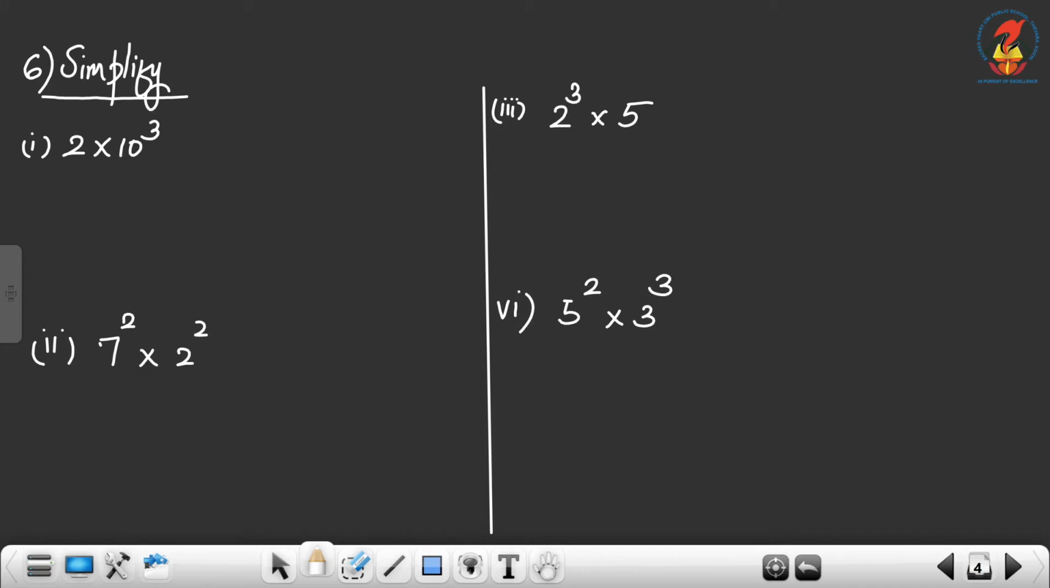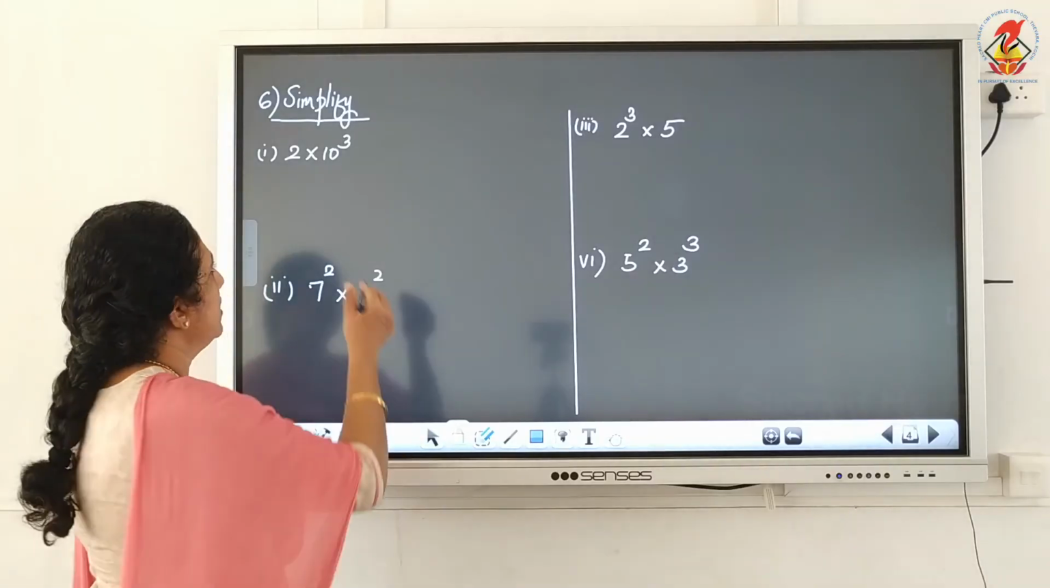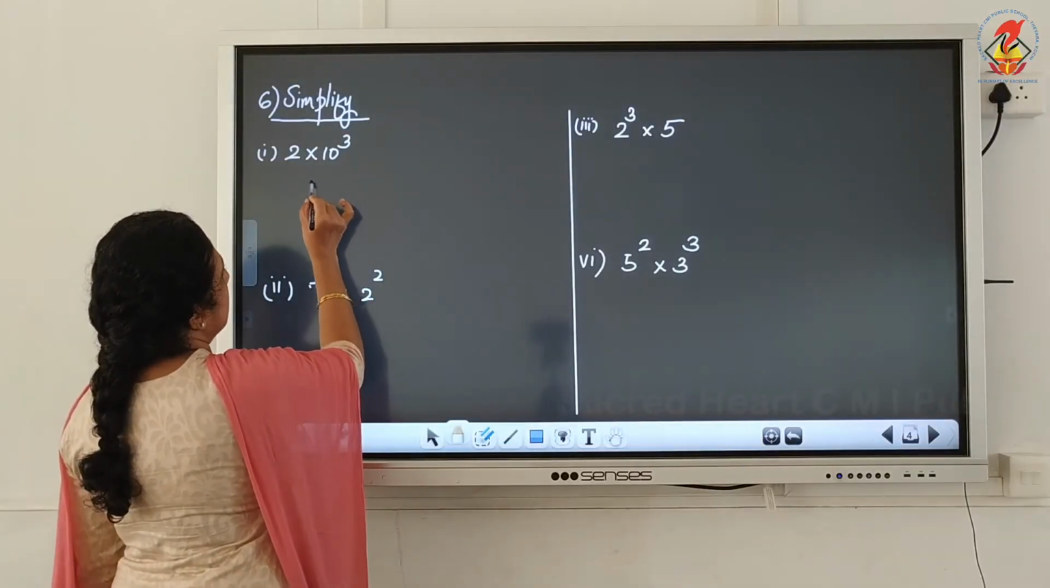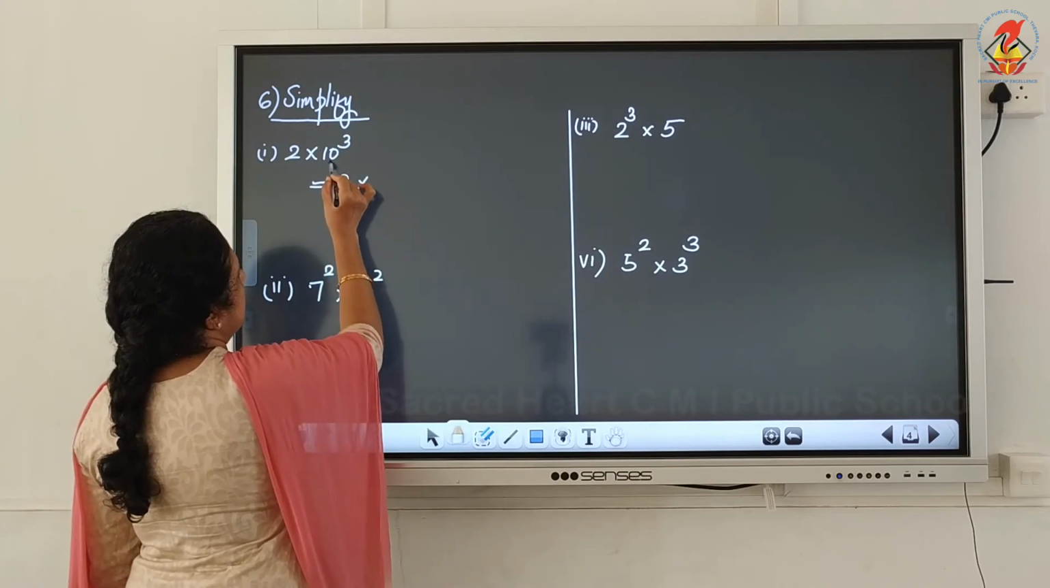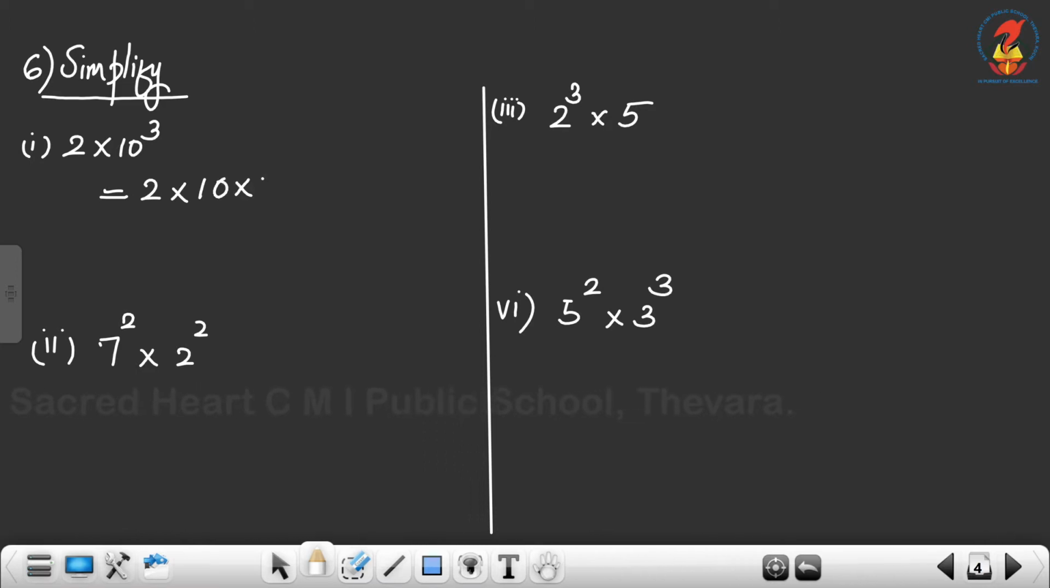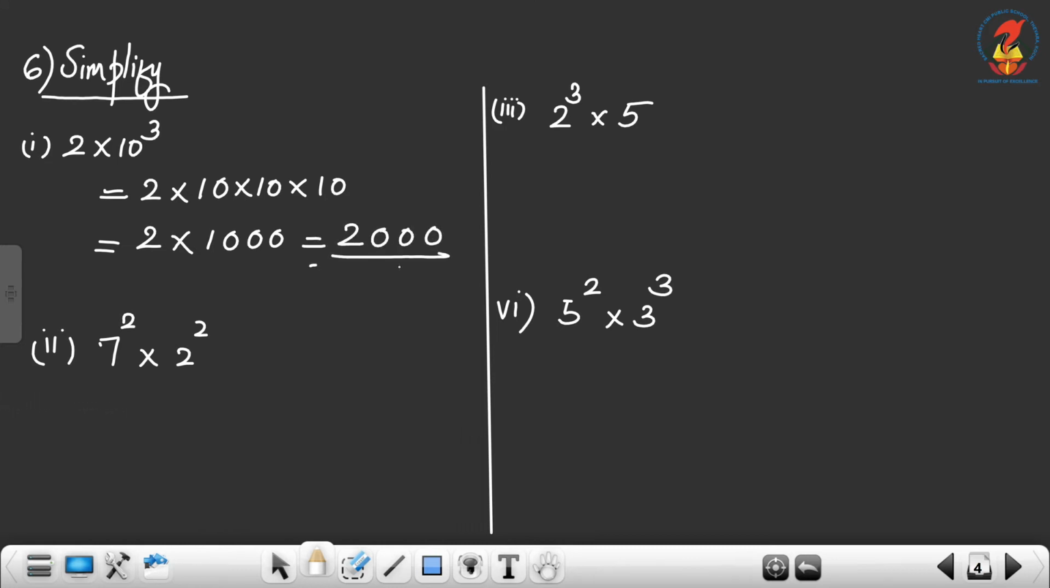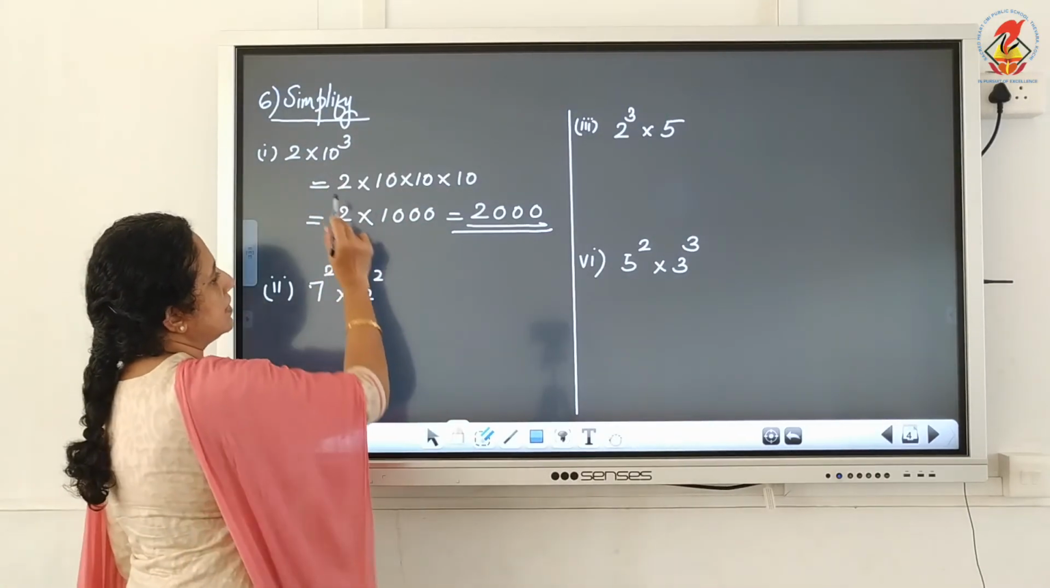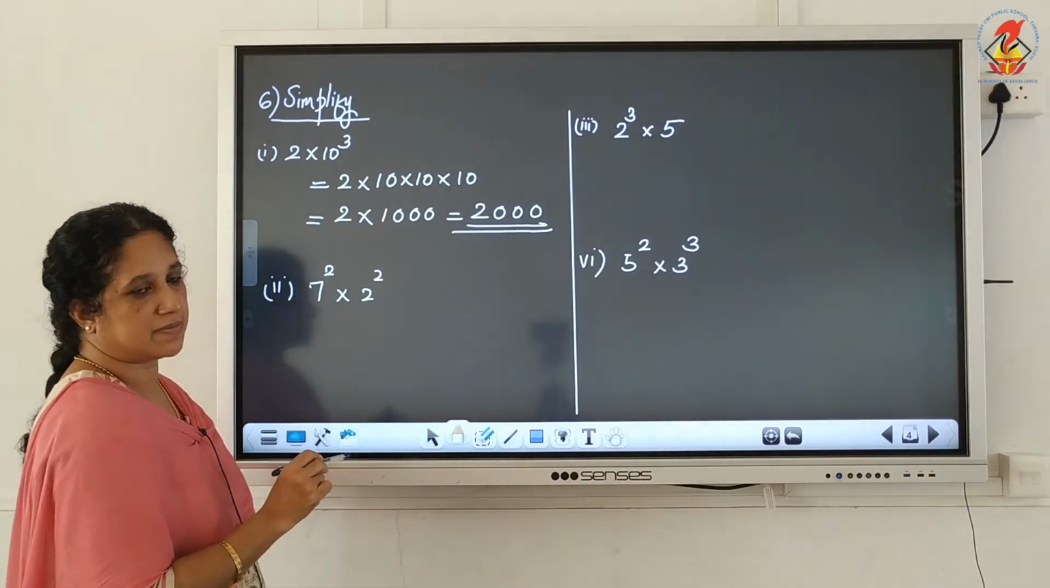Now, question number 6. Simplify. You have to simplify. That means you have to find out the value. Then 2 into 10 raised to the power 3, or 10 cubed, means 10 is multiplied by itself 3 times. 10 into 10 into 10. Then 2 into 10 into 10 into 10 means it is 1000. So 2 into 1000. So the answer is 2000. So when you simplify 2 into 10 raised to the power 3, you will get the answer as 2000.